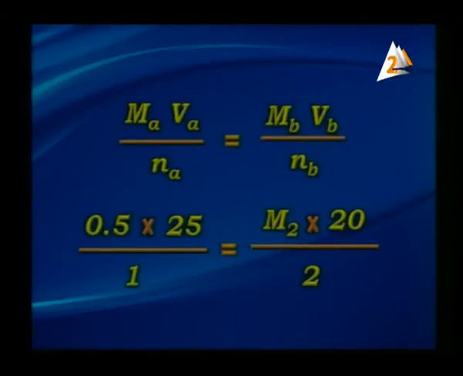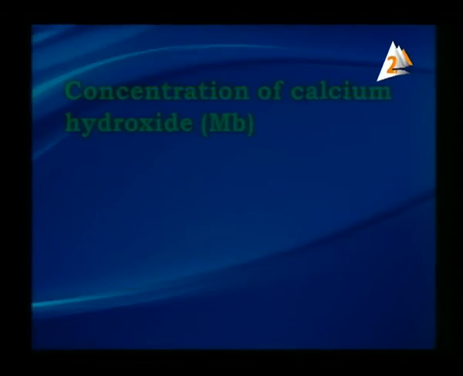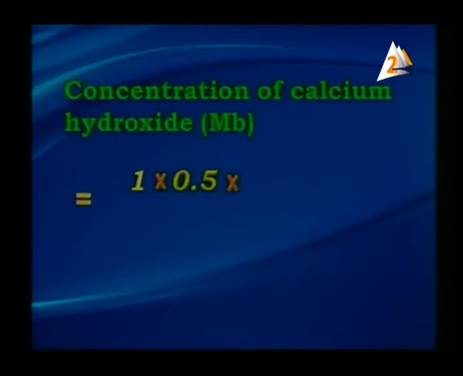It's good to answer this, but you must know something. Mb, this is what I needed: the concentration of the base. Now, the concentration of the calcium hydroxide Mb equals what? Equals 1 times 0.5 times 25, divided by what? Divided by 2 times what? Times 20.